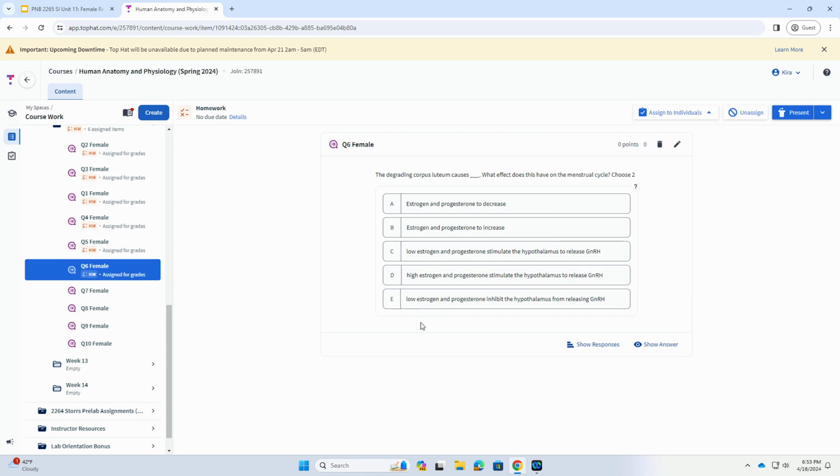The degrading corpus luteum causes what? And what effect does this have on the menstrual cycle? Choose two. I don't know if you can choose two, but there are two correct answers. I don't know how to change it, but just guess, I guess, in your head.